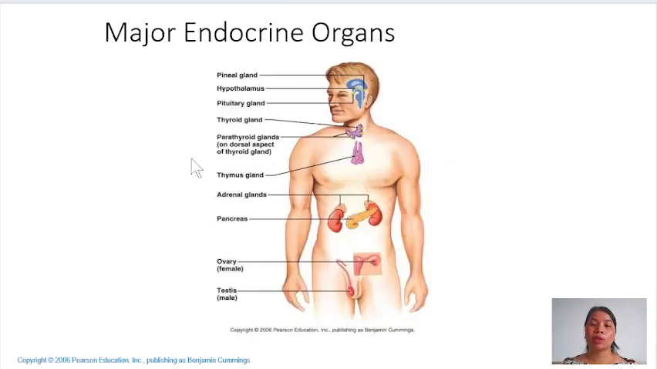Next we will see the major organs which are included in the endocrine system. It consists of the pineal gland, pituitary gland, thyroid gland, parathyroid gland, thymus gland, adrenal gland, pancreas, ovary and the testes. So these are the glands or organs which produce various hormones.